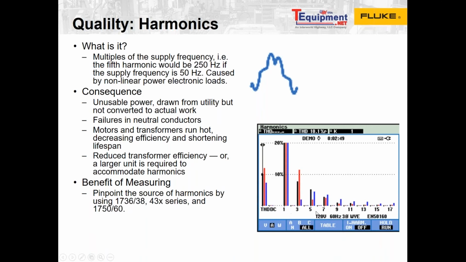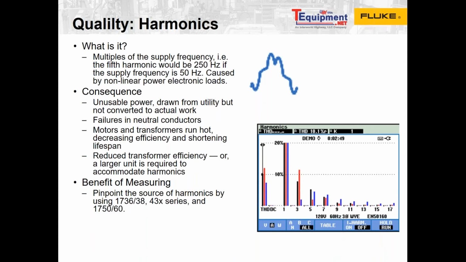The consequences of having harmonics on your power system are unusable power, wasting that money, and you're not actually making any products from that power. And then you'll have failures in your neutral conductors, because of the way three-phase power works, your harmonics will show up as a higher current draw in your neutral conductors. And so obviously if you have higher current draw in your neutral conductors, you have heat, and then eventually, possibly, you'll have physical failures, like maybe burnout on your neutral conductors. Your motors and transformers will start to run hot as well, and that'll decrease their efficiency and shorten that machine's lifespan.